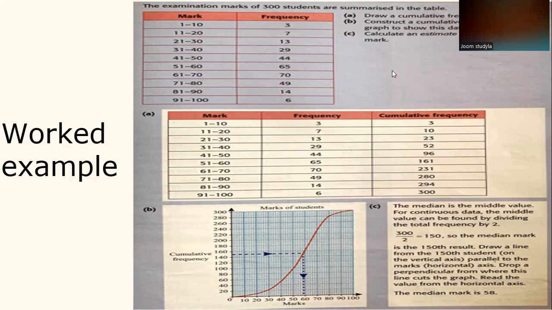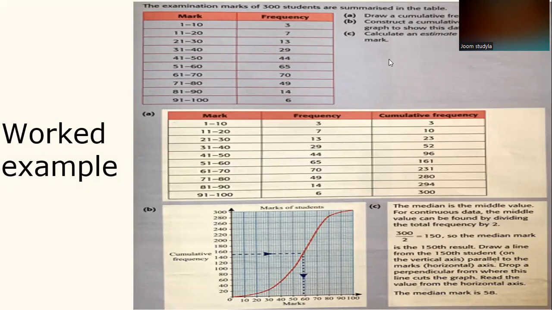And then how to plot the graph? From here, you tabulate the marks against cumulative frequency. So you plot and you get this type of graph. When you have a mark of 10, the cumulative frequency is 3. When you have a mark of 20, the cumulative frequency is about 10. When you have a mark of about 30, the cumulative frequency is about 23.